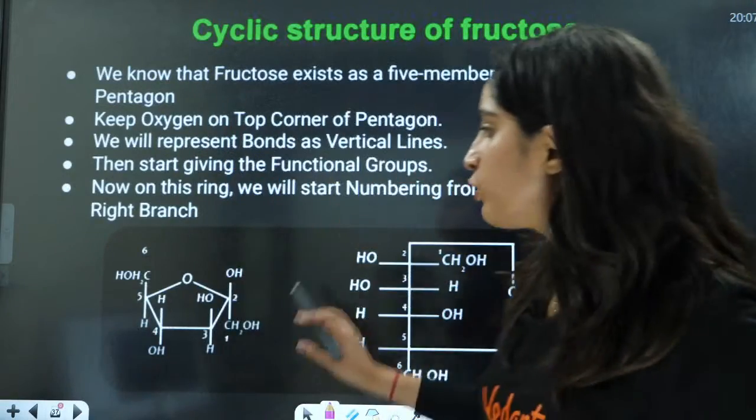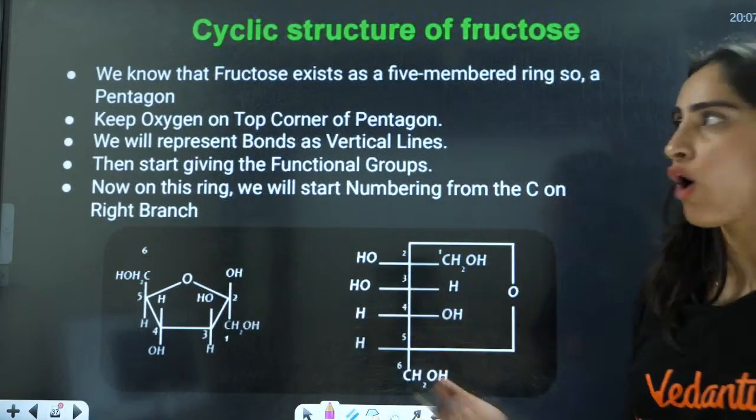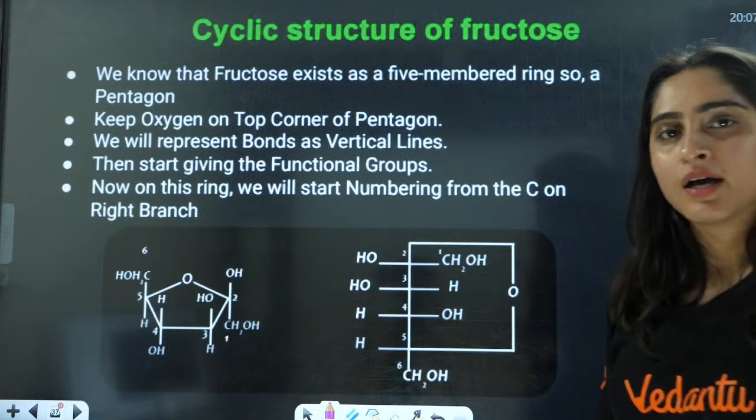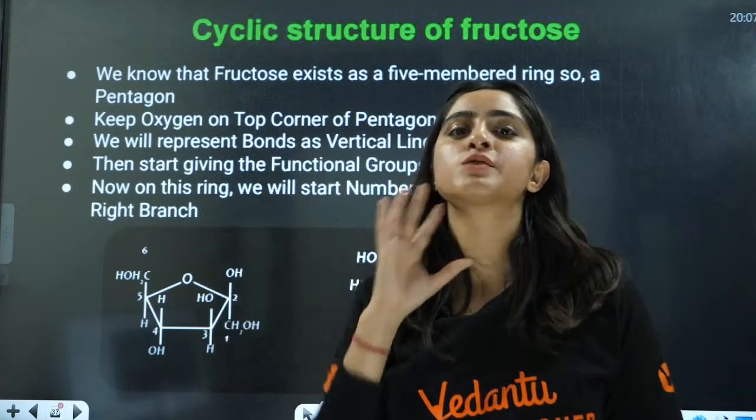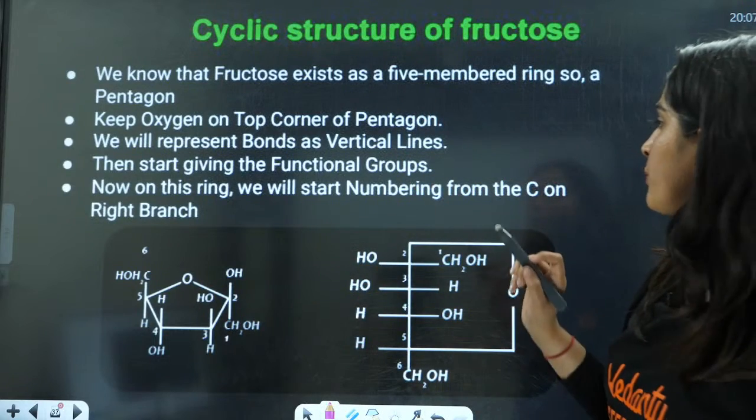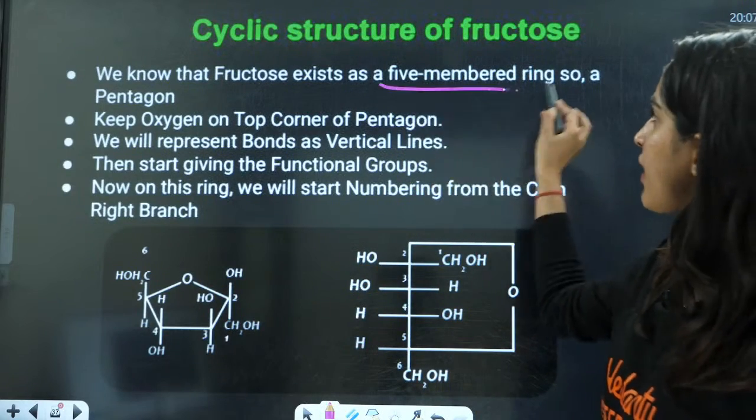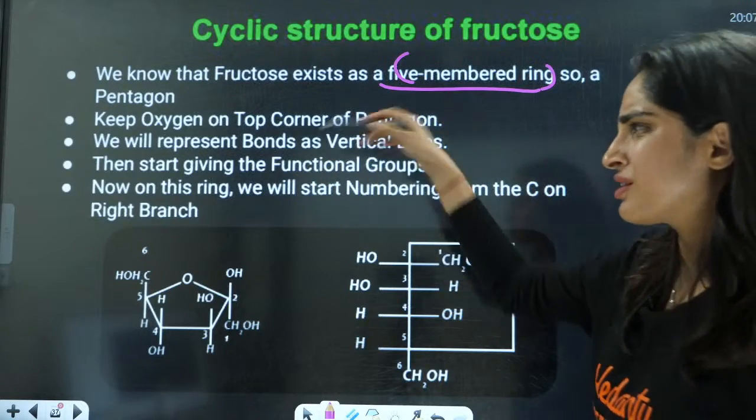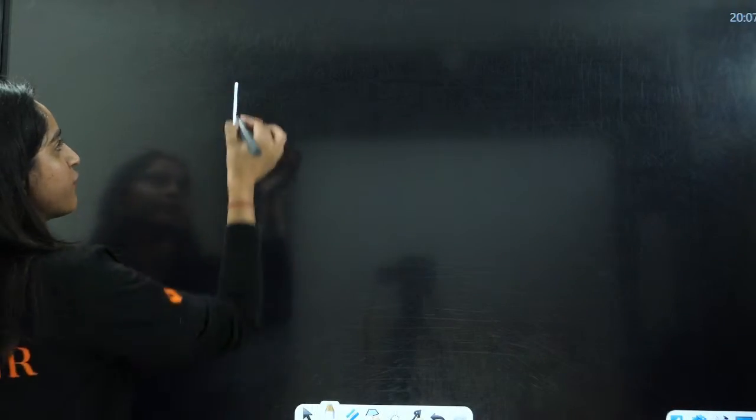Now, how to draw the cyclic structure of fructose? There we have drawn the 6-membered ring. Here we will draw the 5-membered ring, with oxygen. All these things I'll teach you here. Now, if you're talking about the alpha fructose here, this is the alpha fructose.